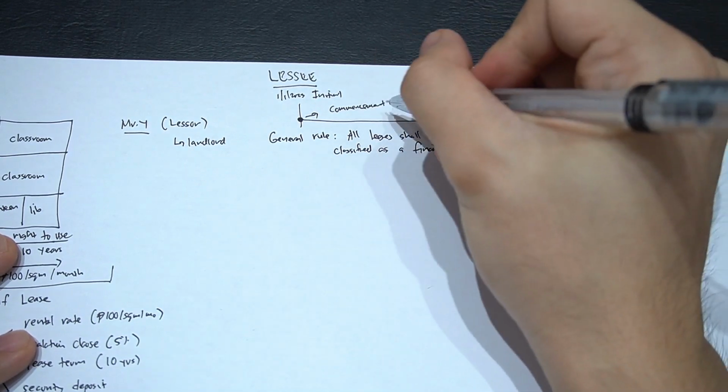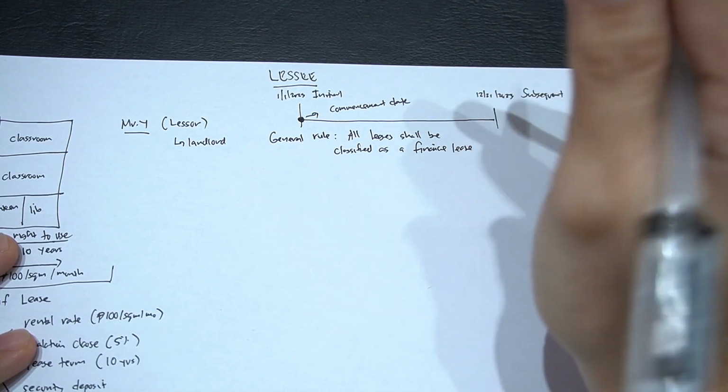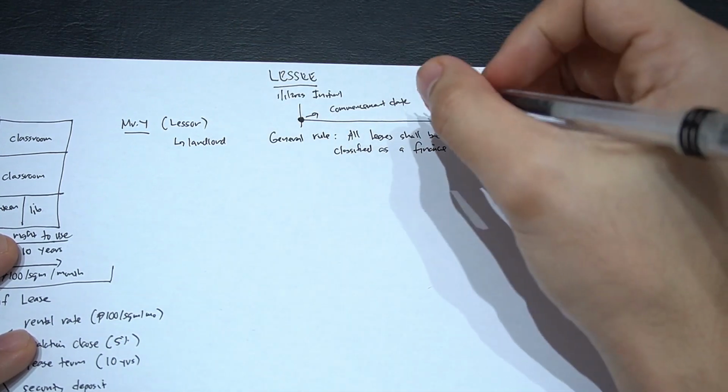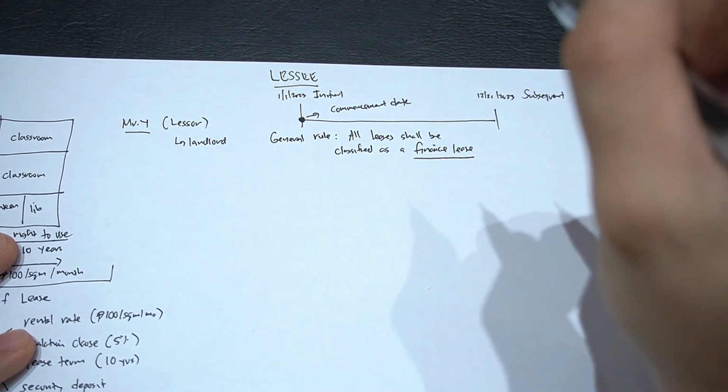At the commencement date, start of the lease, diyan nagpirmahan si lessee at lessor. The general rule is, from the point of view of the lessee, all leases shall be classified as a finance lease. Sir, ano ibig sabihin ng finance lease?